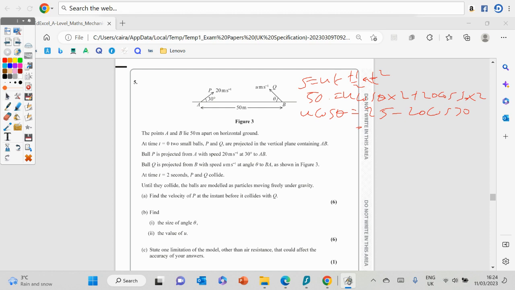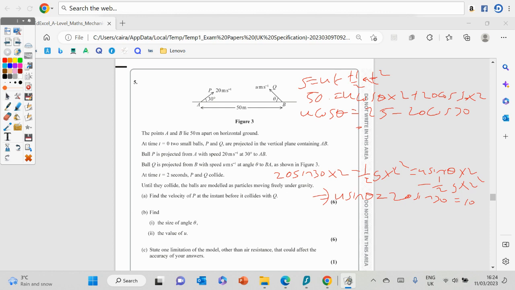If we look vertically, they will collide at the same point, so we've got equal distances going on. So we can set up an equation that 20 sine 30, the component of that, times by the 2 seconds, minus a half, times gravity times by 2 squared, is equal to the component upwards of the u, which would be u sine theta, times by t equals 2 minus a half g times 2 squared. What's that going to give me? Will this give me 20 sine 30? Or 10 in other words.